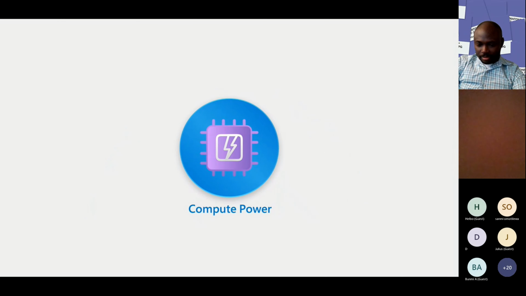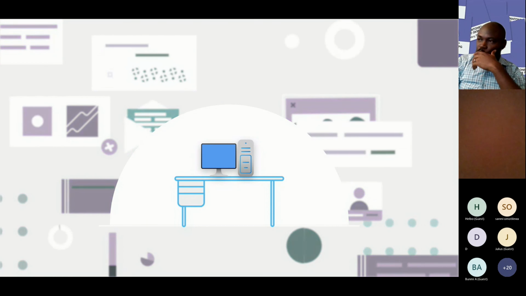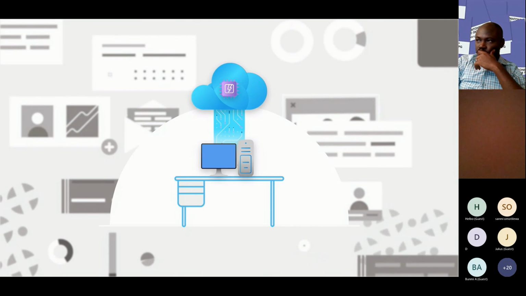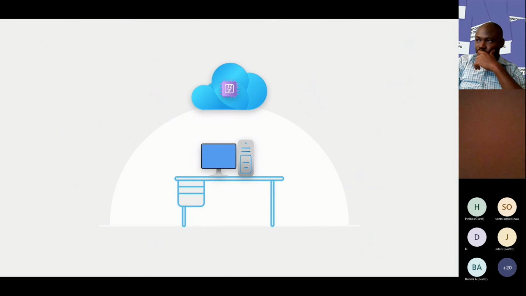Compute power is how much processing your computer can do. For example, when buying a home computer, you may choose a computer with 8 gigabytes of RAM and the latest processor to run the software you need today. But as the load on the computer grows, you find that it slows down. With cloud computing, you can add and remove compute power as you need it. This saves on costs, since you only pay for the resources you use.